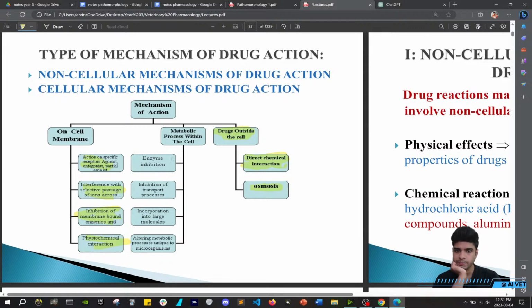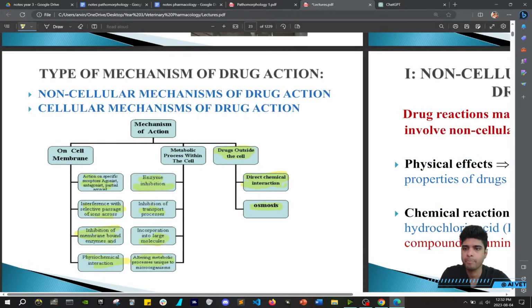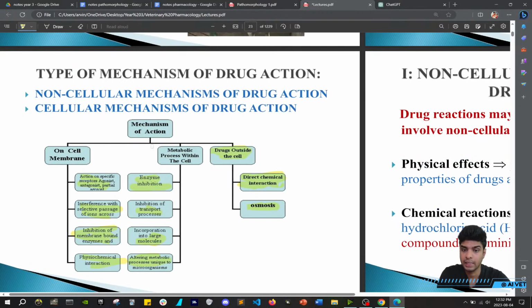And then how can it affect inside the cell? Once again, enzyme inhibition inside the cell, and then transport processes, inhibiting the transport, incorporation into large molecules like vacuoles, I guess, and alternative metabolic processes unique to microorganisms. Basically affecting the metabolism of the cell and how the cell normally functions. I think this is cellular. This is drugs outside the cell.